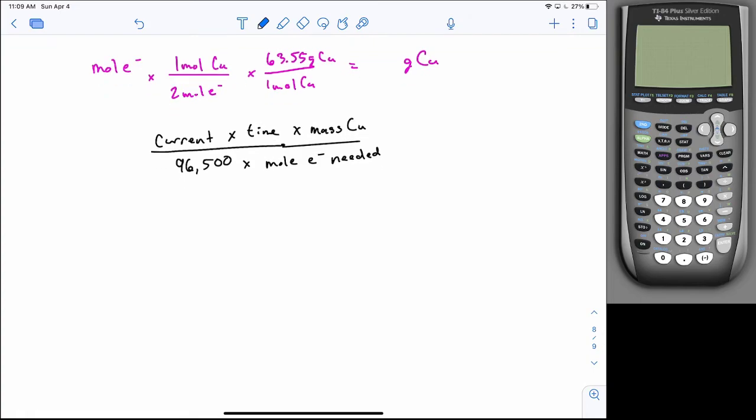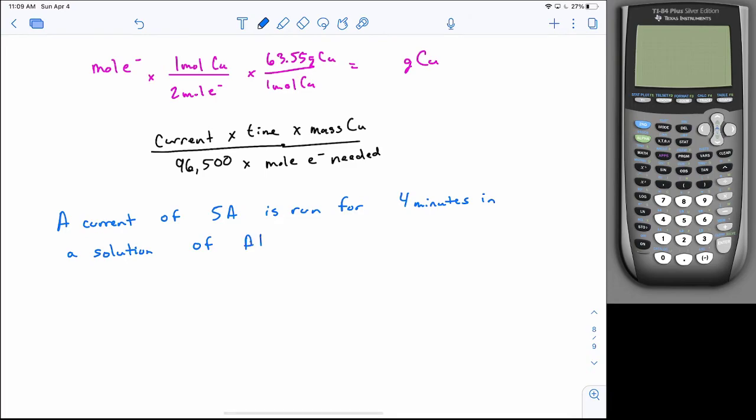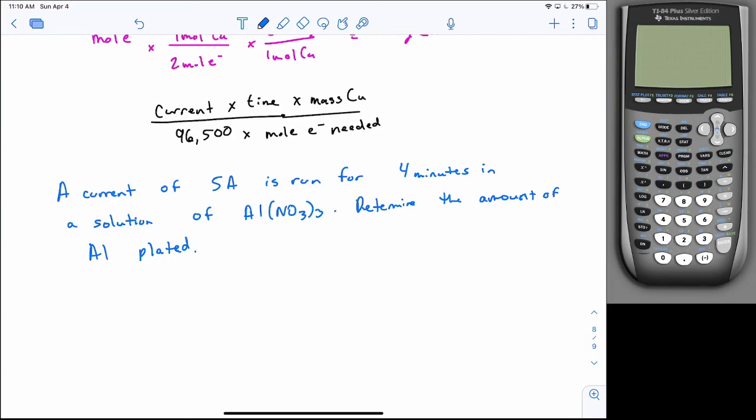Okay, so let's say a current of 5 amps is run for 4 minutes in a solution of Al3+. Determine the amount of Al plated. So the first thing I do is write this reaction, because I want to make sure I focus on how many moles of electrons I need to plate 1 mole of aluminum. And so that's Al3+ plus 3 electrons yields Al. That's the first thing I want to write down so that I get the mole-to-mole ratio between the electrons and the Al.